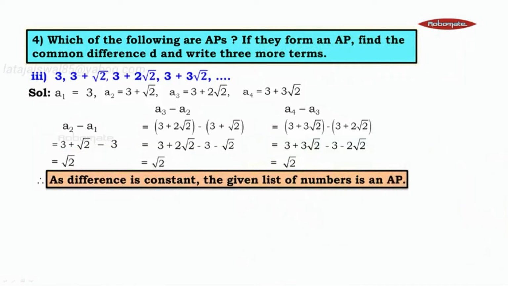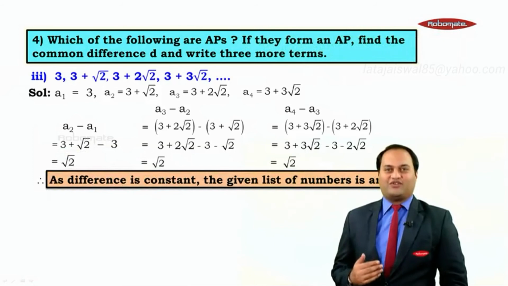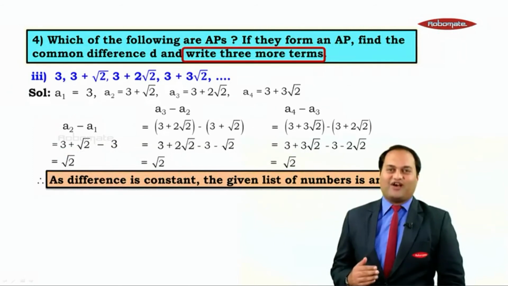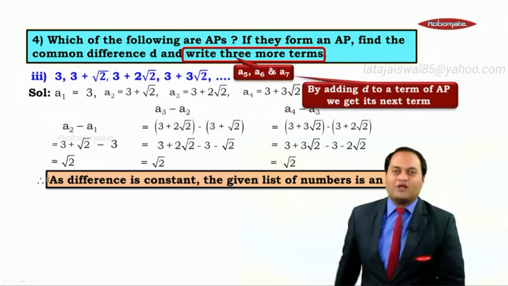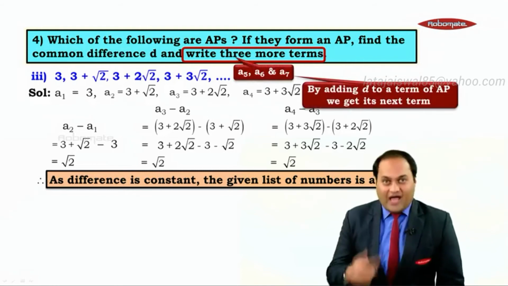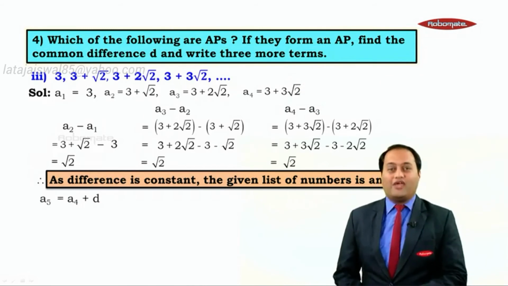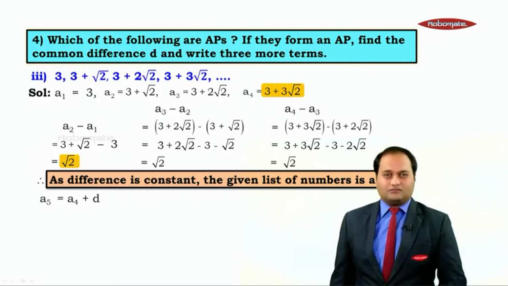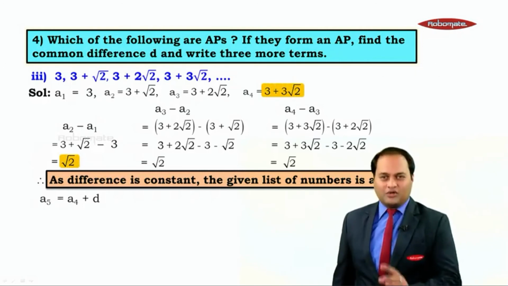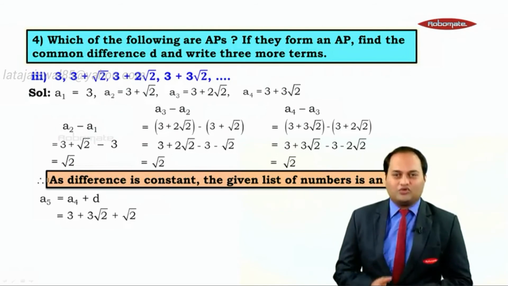Right? Because it is an AP, now what we need to do is write the next three terms. That is, we are supposed to find the values of A5, A6 and A7. Let's do it. How do we do it? Add D, get the next term. So A5 will be equal to A4 plus D. What is A4? A4 is 3 plus 3 root 2 and D is root 2. So you get 3 plus 3 root 2 plus root 2.